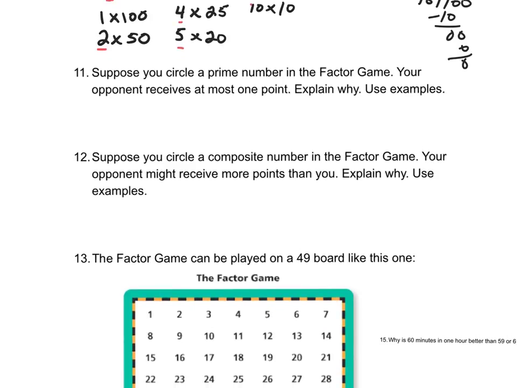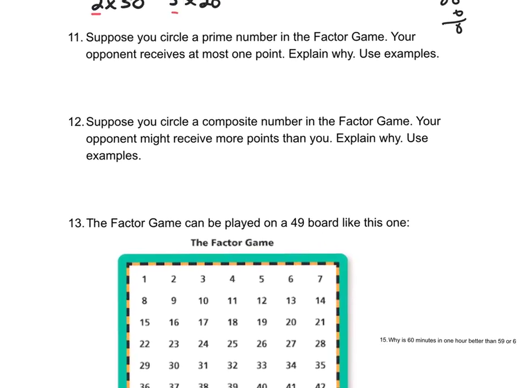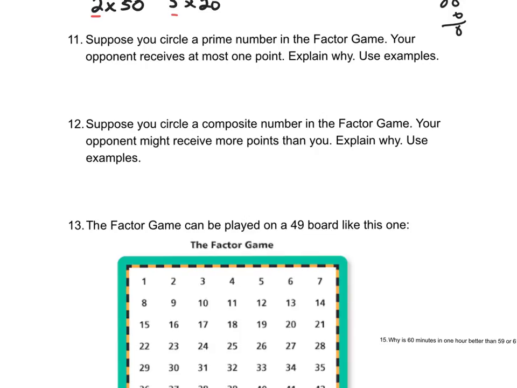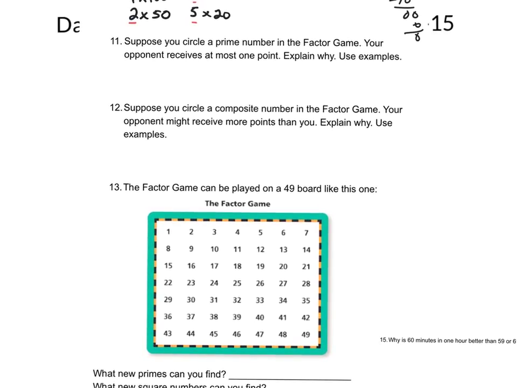Suppose you circle a prime number on the factor game. Your opponent receives at most 1 point. Explain why. Use examples. Well, if you choose a prime number on the factor game, I'm going to shrink this down a little bit so we have a factor game down here. Remember, a prime is a number that only has 2 factors, 1 and itself. Okay, that's important to remember.